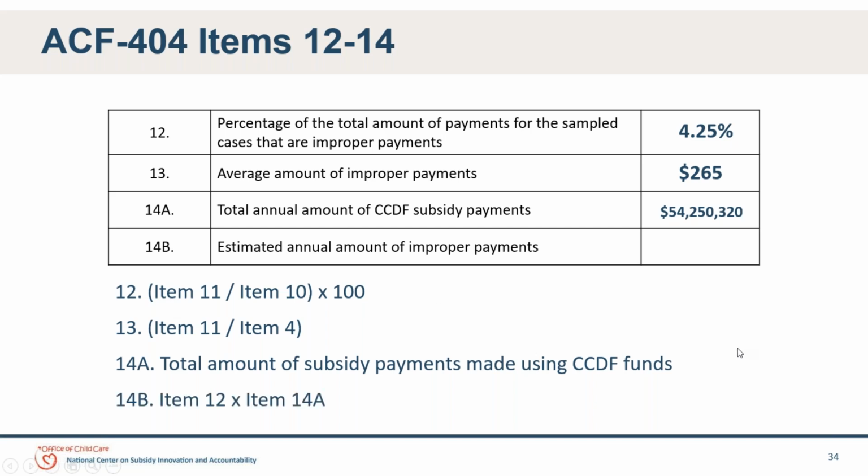And item 14B is your estimated annual amount of improper payments. This is calculated automatically. You don't need to do this math. It's just taking that big, huge number from 14A and multiplying it by the error rate.